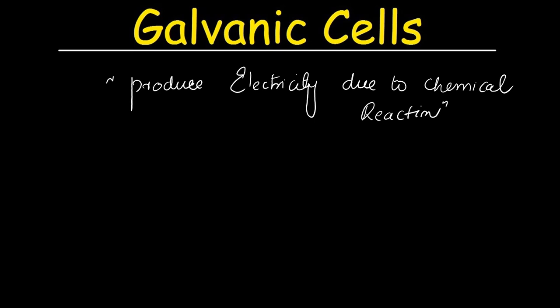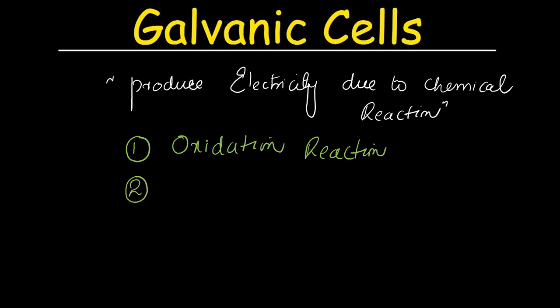In galvanic cells, two types of chemical reactions usually occur. One type is known as the oxidation reaction, whereas the second type of chemical reaction which occurs in a galvanic cell is known as the reduction reaction.